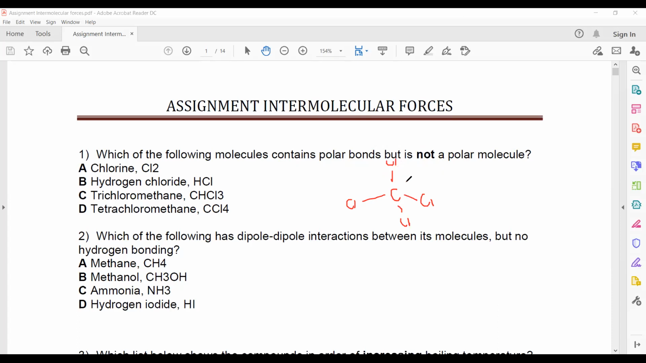And the molecule is non-polar. Why is the molecule non-polar? Because it is a symmetrical molecule. A symmetrical molecule means if I replace one atom by another, it will not make a difference to the structure.